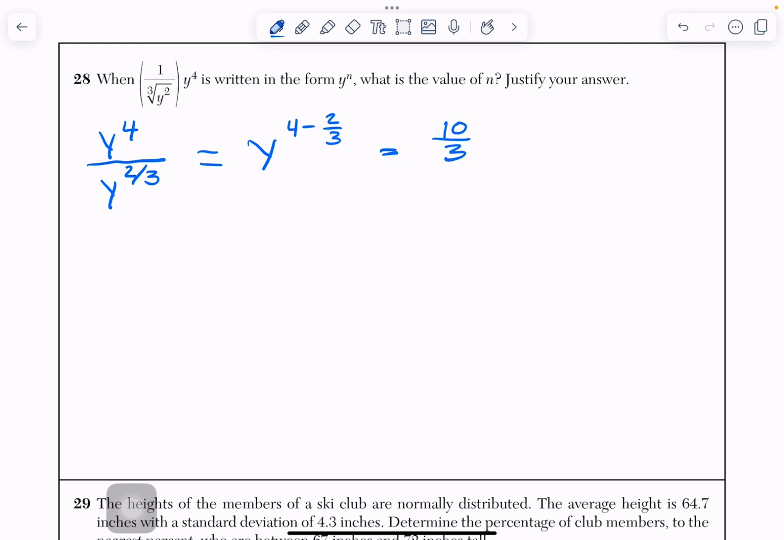Now, it's important. It says, what is the value of n? So you can't just leave it like that as 10 thirds. You'll get a point taken off. So we have to write n is equal to 10 thirds. And that's your work shown above, your justification. And make sure you answer what the question is asking. What is the value of n? Well, n is equal to 10 thirds.